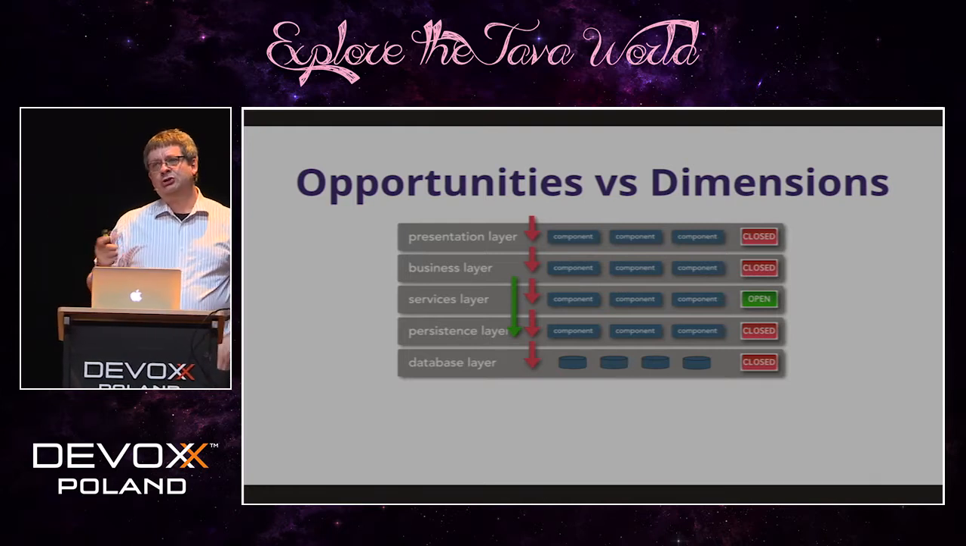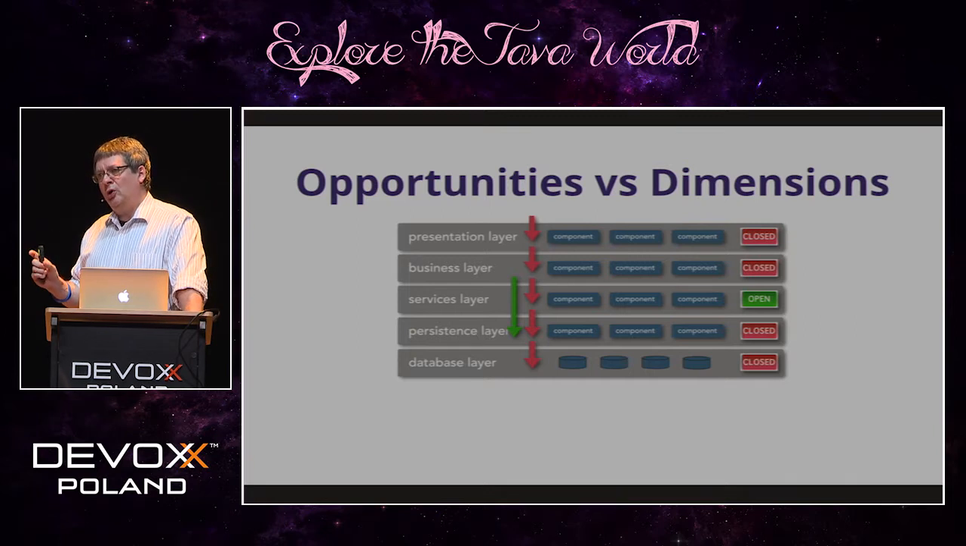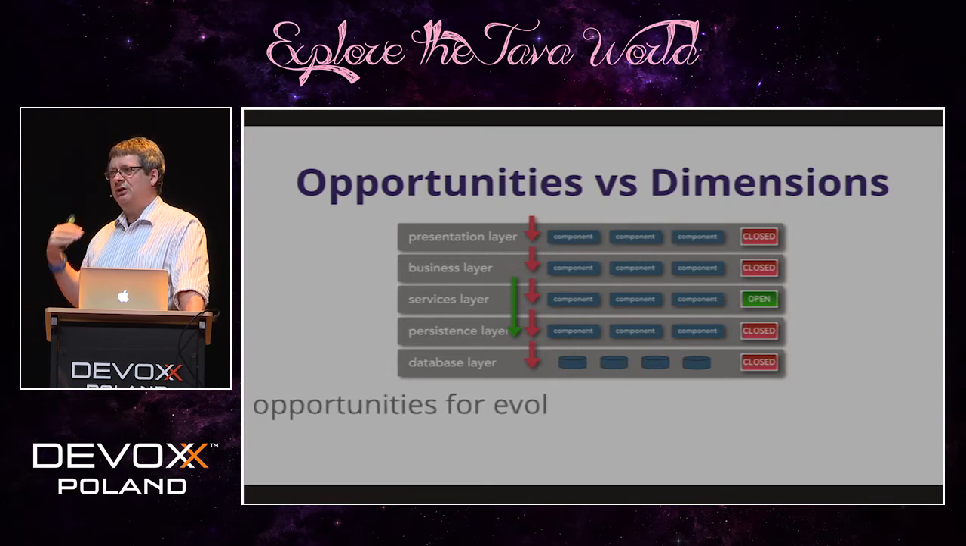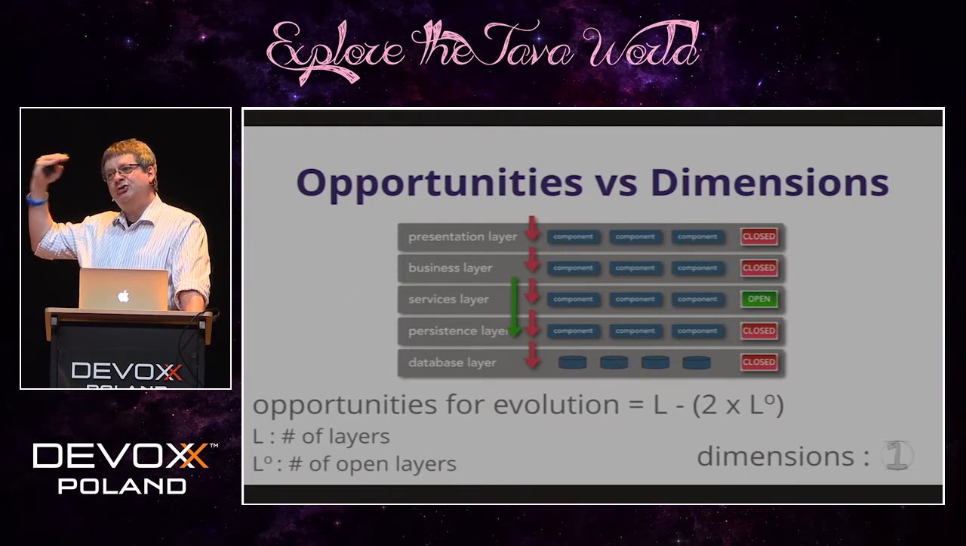So this is the solution to the architecture sinkhole anti-pattern, but I've actually harmed my ability to evolve this architecture. I still have one dimension of evolution, but now I've cut down on the opportunities I have to evolve this architecture.